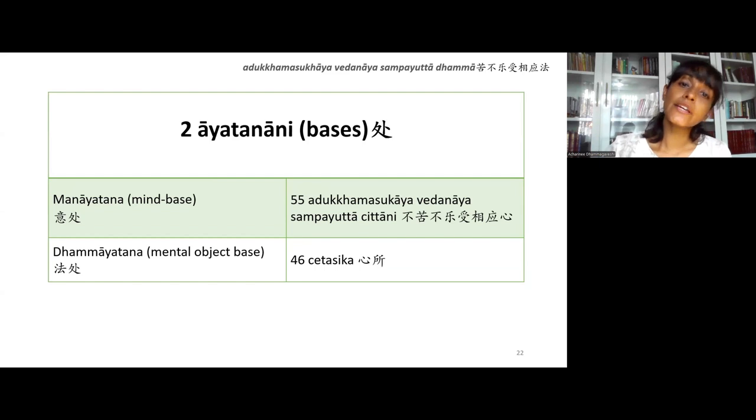So here again we get 2 āyatana. We get only manāyatana and dhammayatana, because the first 10 rupa āyatana are not classified here. So under manāyatana we get the 5 upekkha sahagata chitta, and under dhammayatana we get the 46 chetasika.